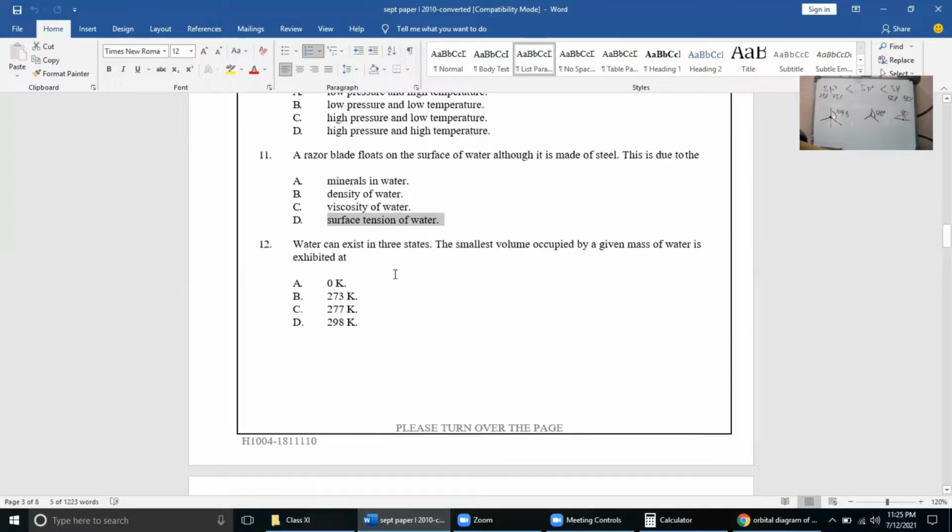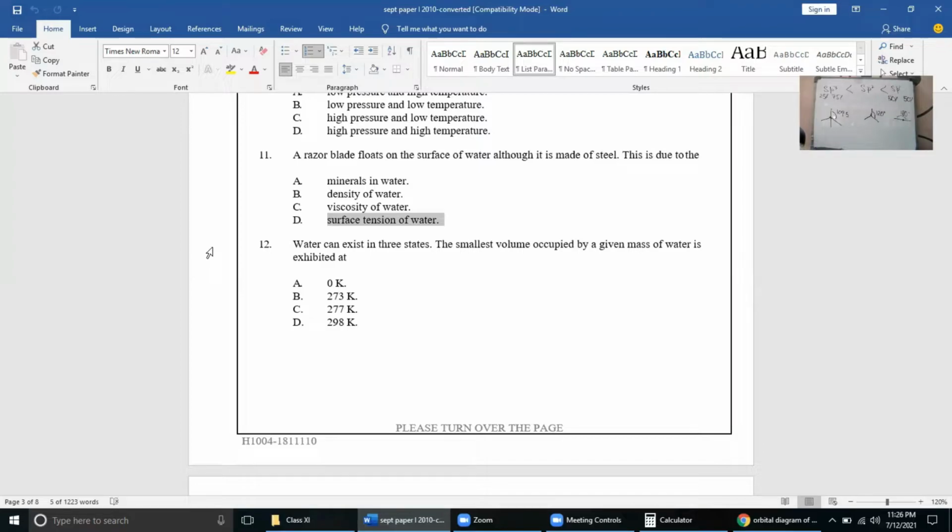Number 12, water can exist in all three states. The smallest volume occupied by a given mass of water is exhibited at. As you know, density is inversely related to volume. Where there is the highest density, the volume will be the least. And water shows highest density at 4 degrees centigrade. So at 4 degrees centigrade, volume will be the least.